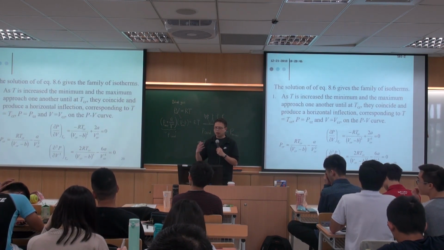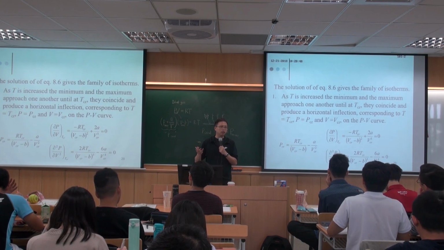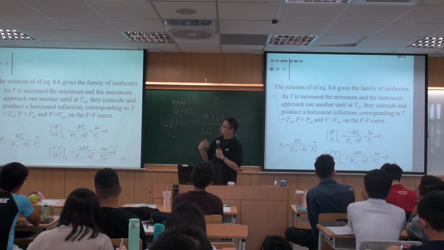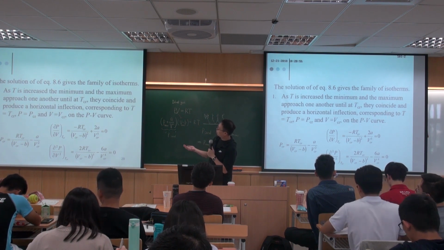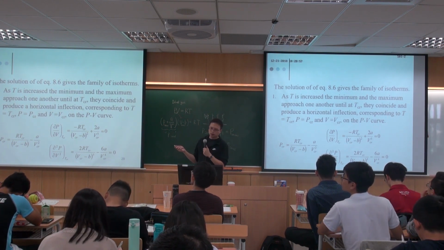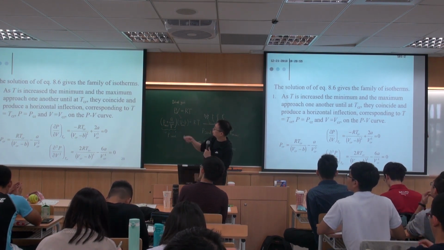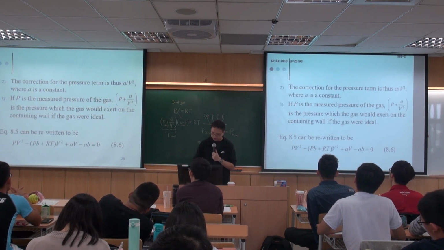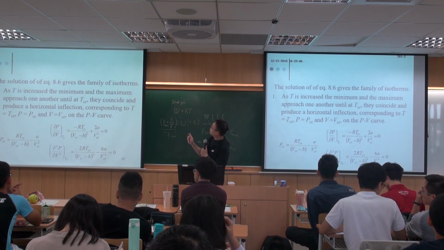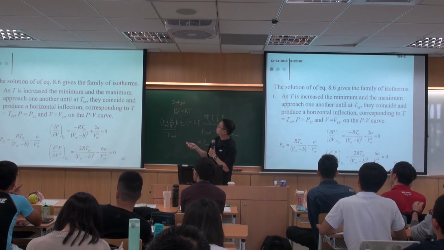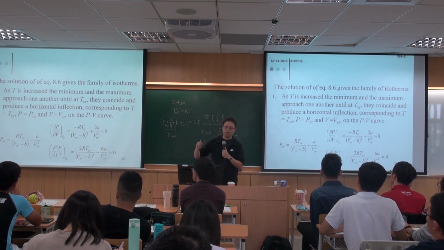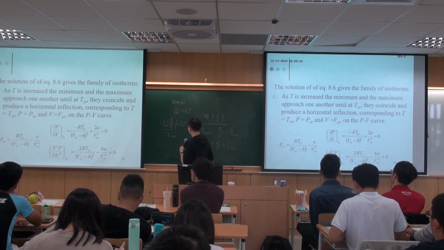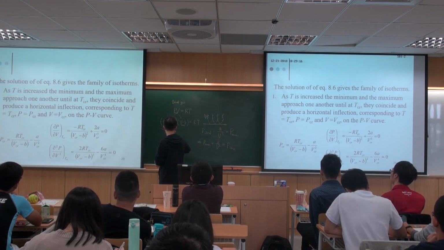In this case, typically we don't go through the solving process. Directly, the textbook will tell you what the solution will be. The solution of equation 8.6, which is the polynomial that we just saw earlier, gives a family of isotherms. For each solution, for instance, if you fix the temperature, you can solve for P as a function of V or V as a function of P.